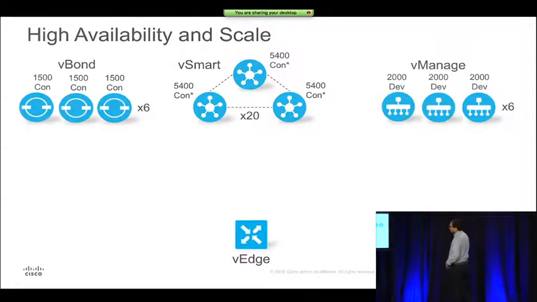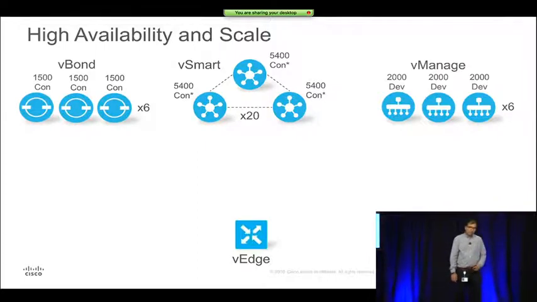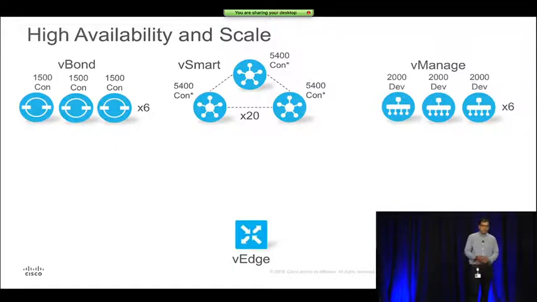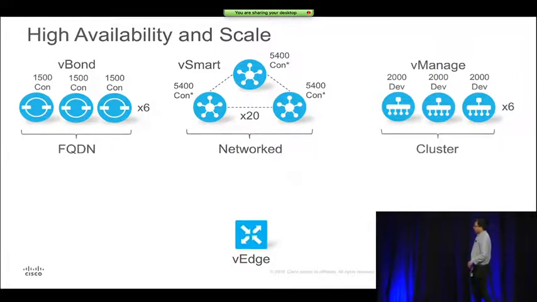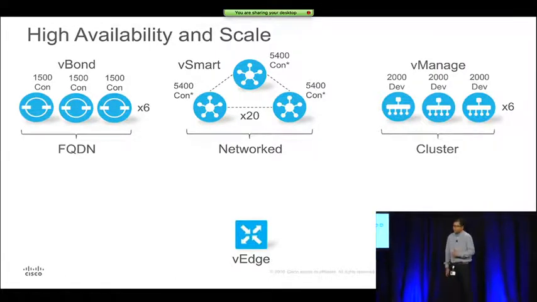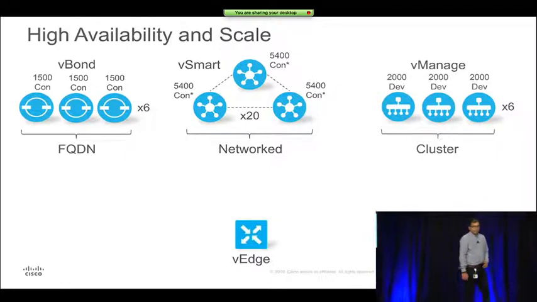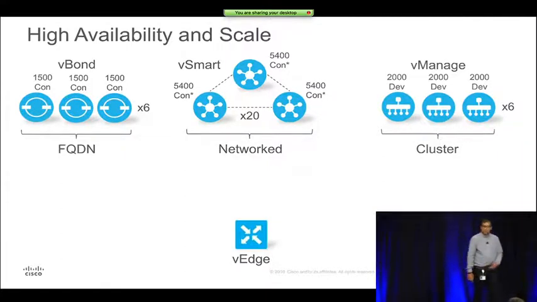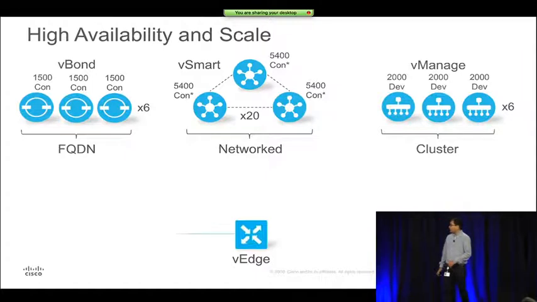From a vManage perspective, we have 2,000 devices or 2,000 sessions per vManage. Again, with 3, if you are doing a cluster deployment, it can go up to 6,000. The tested number is with 6 vManages, and then it can go beyond if there's a requirement for us to go even more than that. The way it works is the vBond is behind an FQDN. Whenever we spin up the vBond, we update the public DNS with the FQDN entry, and behind that we can have all the individual vBonds.